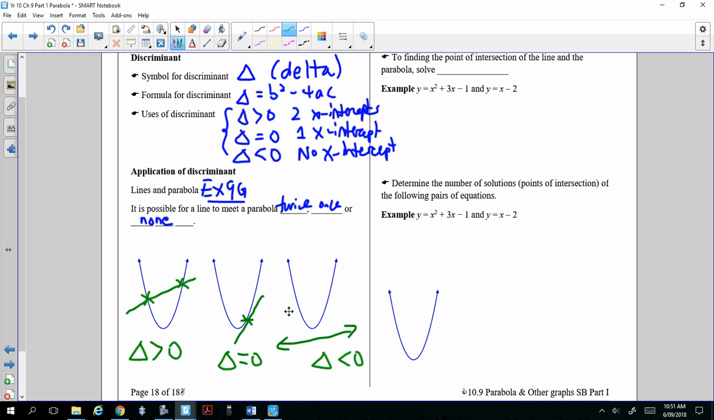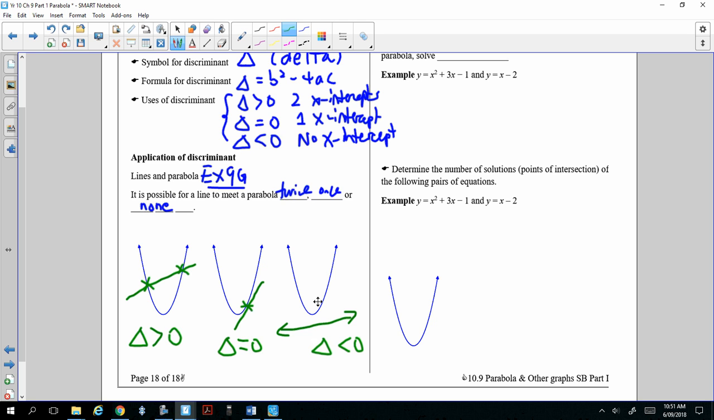When it crosses at 2 points, the line is called a secant. And when it touches at 1 point, the line is called a tangent. And when it doesn't intersect, it doesn't have a name, just a line. Okay? Let me write it again. Tangent. Okay, good.